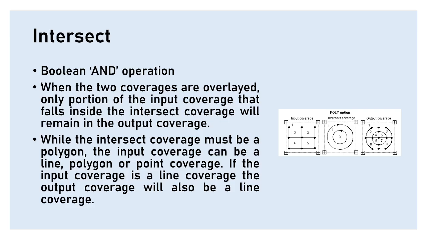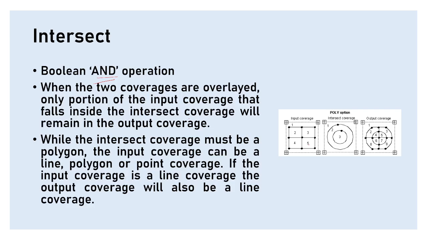Then we have the intersect option. This is the AND operation, like how in the union one we were using the OR operation. When the two coverages are overlaid, only the portion of the input coverage that falls inside the intersect coverage will remain in the output coverage. So this is the input coverage, and only that portion which stays within this intersect coverage will come out in the output coverage.